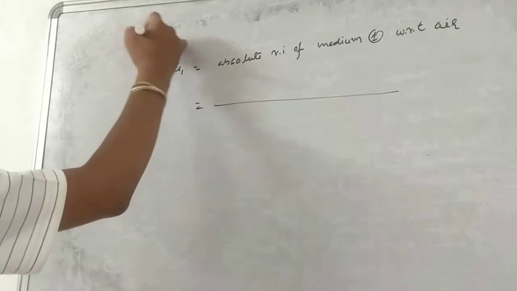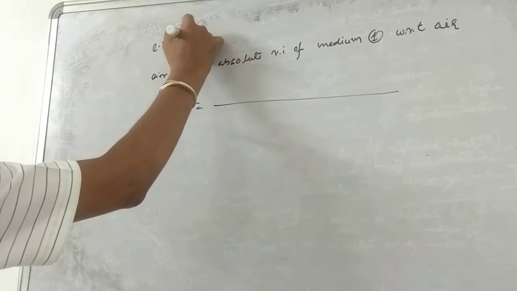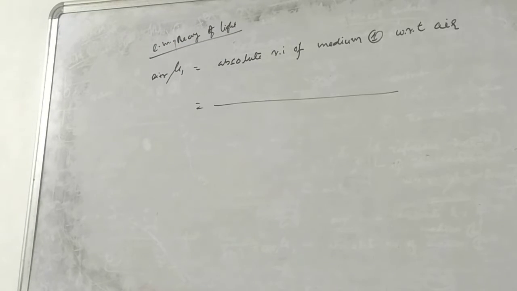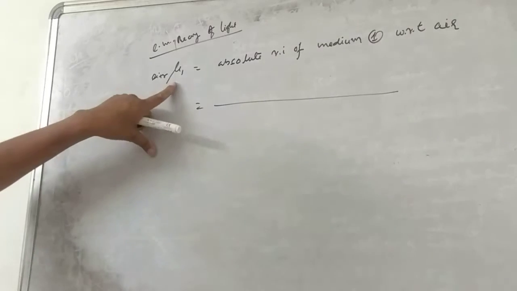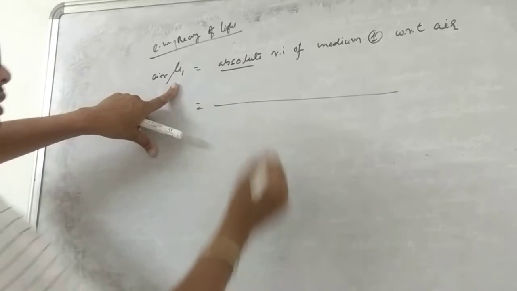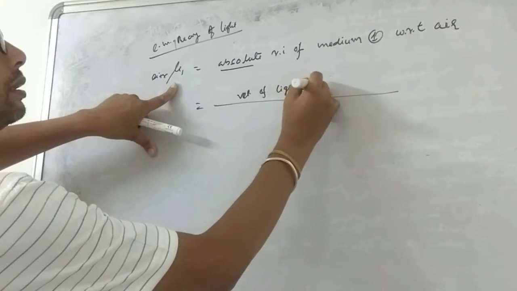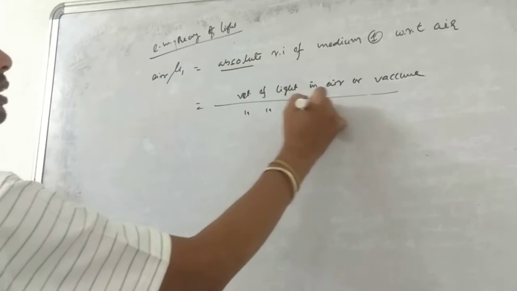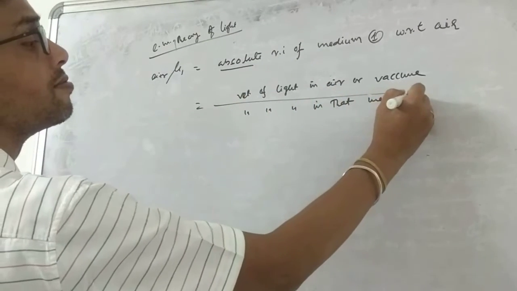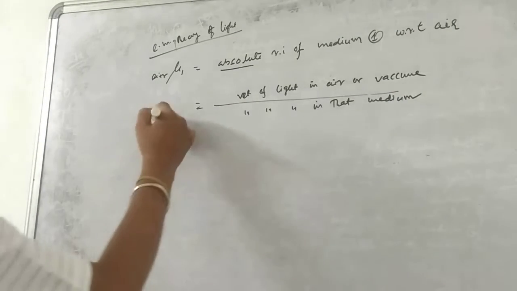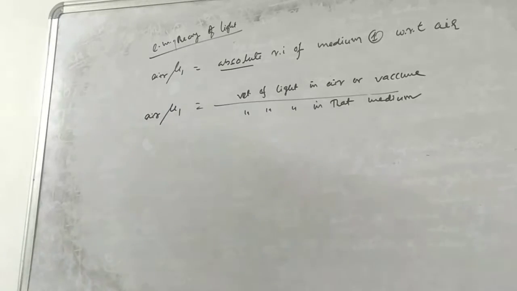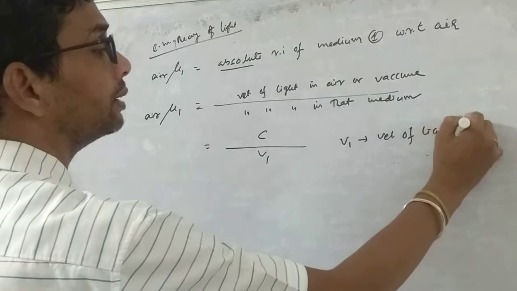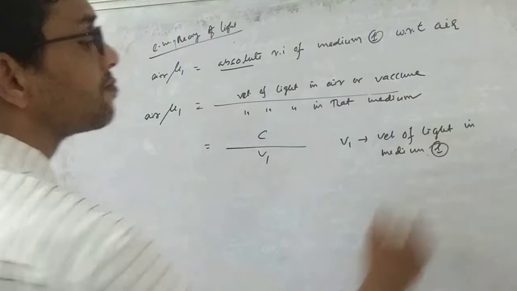And this is actually a definition from the electromagnetic theory of light. In EM theory of light, there is a definition of refractive index. The refractive index of any medium, that is the absolute refractive index of any medium, is nothing but the velocity of light in air or vacuum divided by the velocity of light in that medium. So the refractive index of medium 1 with respect to air would be c by v1, where v1 is the velocity of light in medium 1.